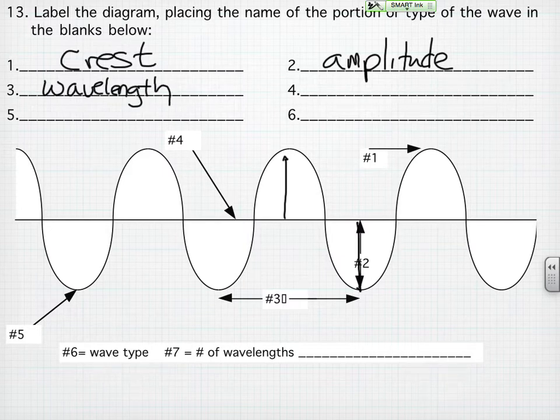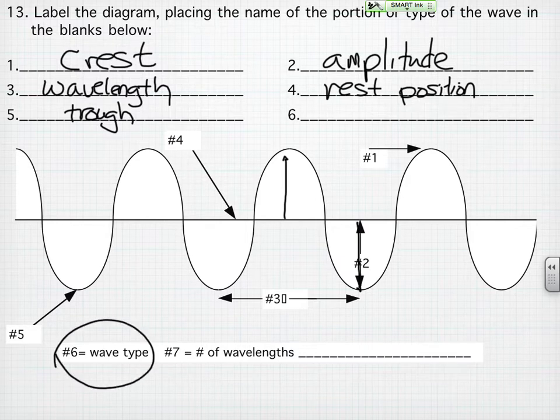Number 4 is pointing toward this middle line, which is the medium. No, the medium is actually waving right now. So that's the rest position of the wave. Number 5 is pointing down yonder, so that is the trough.